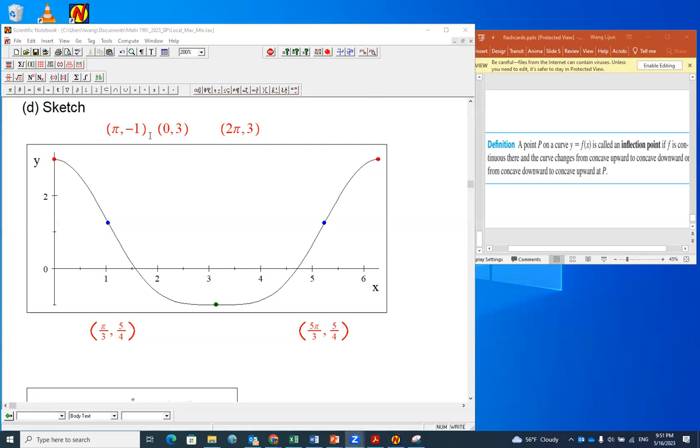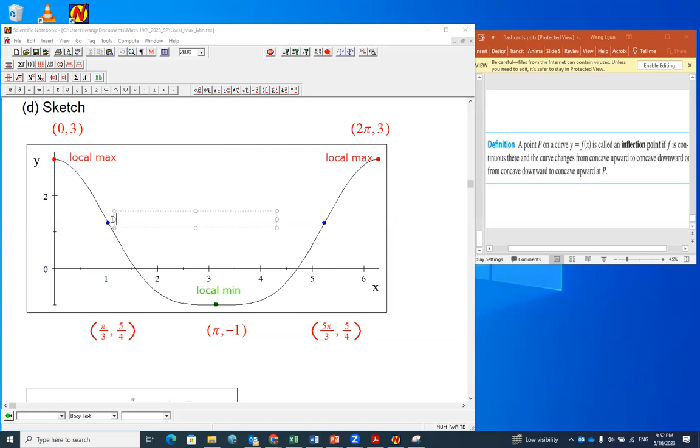Okay, so I'm going to redo this. So this is a local minimum. Okay, so I'm going to put it here, right? And this point goes there. And that point goes there. Okay, so finally, I'm kind of combining two software programs to illustrate this, right? And this is the local min. And this is the local max. Okay, and that is the local max. And this is the inflection point, blue inflection point, and that is an inflection point.